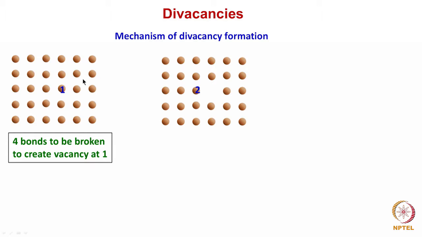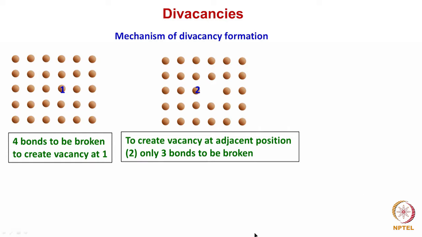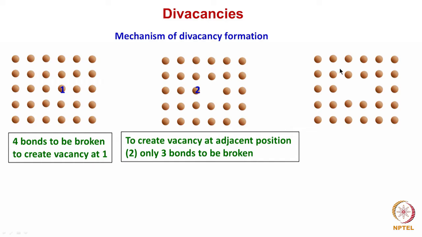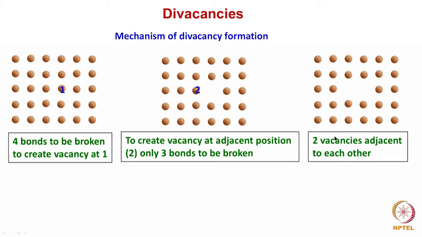So compared to 2 separate vacancies, if a vacancy already exists, it's always likely that by removal of an atom from an adjacent site, one can create a divacancy. And compared to 2 vacancies moving separately, if a divacancy is created, there is a reduction in energy because 1 bond less has to be broken. This suggests that there is always a possibility that divacancies could be produced in the material, correct? So this is what I am showing here. Now this is the final configuration where 2 adjacent vacancies are there.